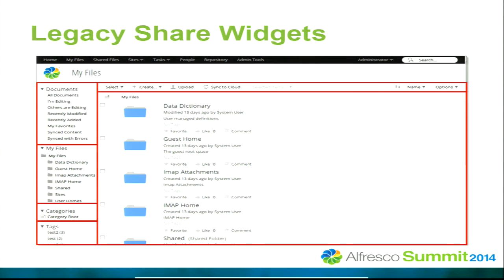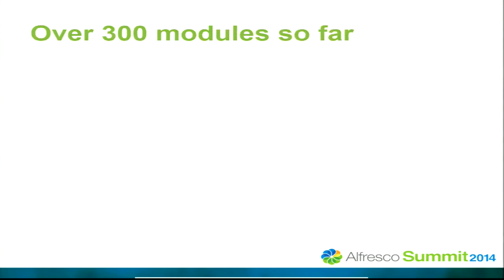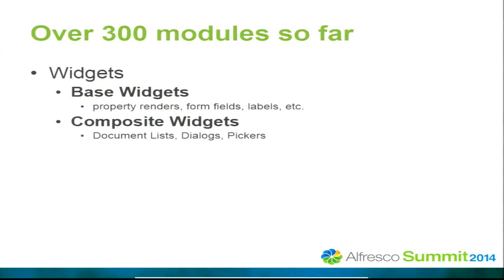the red boxes mark out where a widget is on that page, or a legacy widget. And this actually is an old slide, but this is an example of the prototype document library in Aikau, and you can very easily see how there are many more widgets on the page. So each of these red boxes could be reconfigured, pulled out, changed around, moved around. It's much more flexible. If you wanted to change things in the existing document list views, it would be very, very difficult. We've got over 300 modules so far.